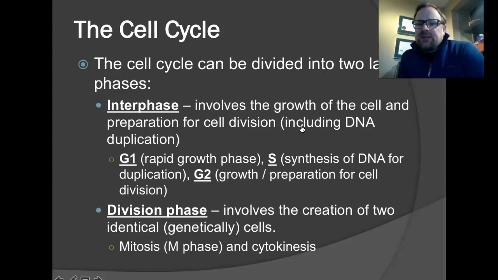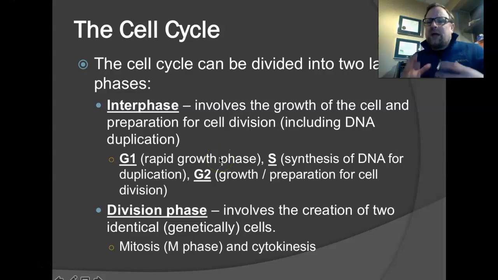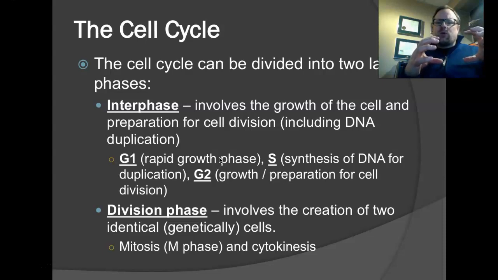There are 3 subphases in interphase: G1, S, and G2. And G1 and G2, the G actually stands for gap, but sometimes in my head I like to think of it as growth because it helps me remember what's going on. And so G1 is a rapid growth phase, and it happens right after a cell is divided. Remember, a cell goes from being 1 large cell into 2 smaller cells that are identical, and then they need to grow to get back to whatever they were doing before. So that rapid growth phase helps with that.